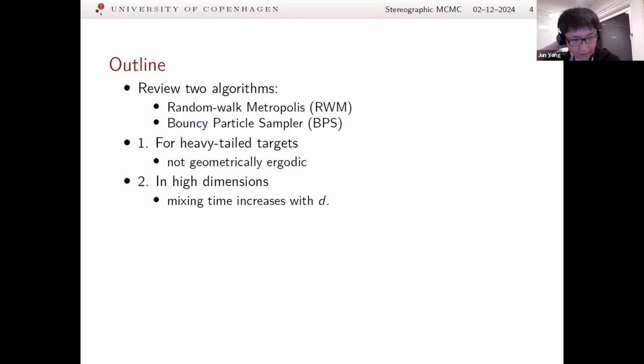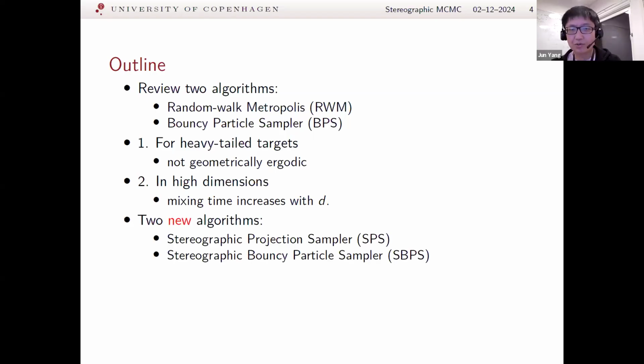ergodic. So the second issue I will mention is high dimension. I will explain why the mixing time of these algorithms increases with the dimension d. And after these two algorithms and these two issues, I will introduce two new algorithms. They are called the Stereographic Projection Sampler, SPS, and the Stereographic Bouncy Particle Sampler, SBPS. And then I will go back to these two issues again.